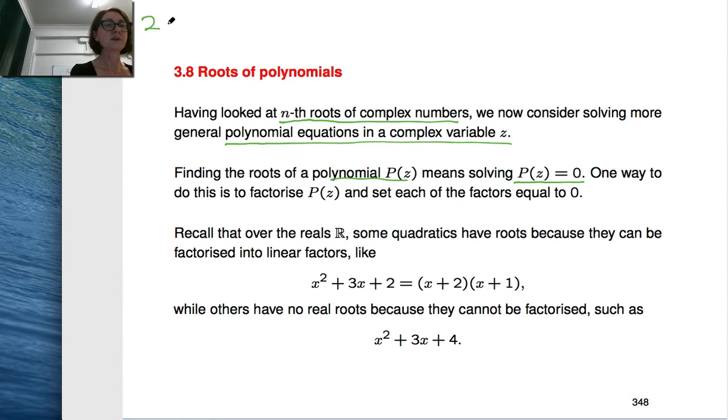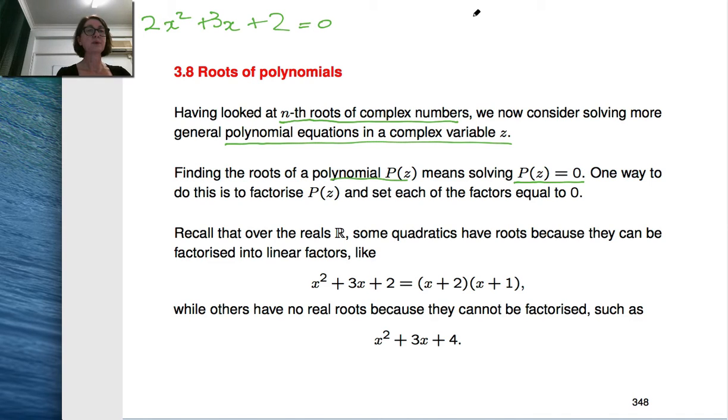in the real case. So 2x squared plus 3x plus 2 is a polynomial. We could call that p of x, and we put that equal to 0, and what we're trying to do is find the x values that make this thing equal 0. So we're doing exactly the same thing here, except we're using a complex variable z. So one way to do this is to factorise the equation and put each factor equal to 0.